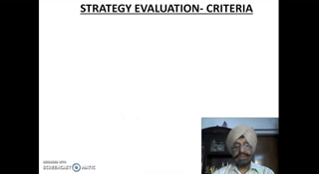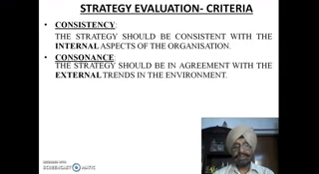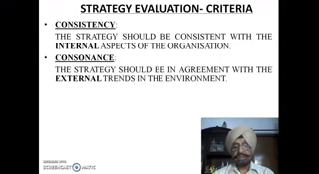Then strategy evaluation criteria. Now all these 4 steps that we have seen, the criteria, one is consistency. That strategy should be consistent with the internal aspects of the organization. That is our strengths and weaknesses, etc. The second point is consonance, basically external. That is, the strategy should be in agreement with the external trends in the environment. Say a particular industry of ours is growing at 10%, but the industry in totality is growing at 15%, so we are less. But we should also grow more than that.